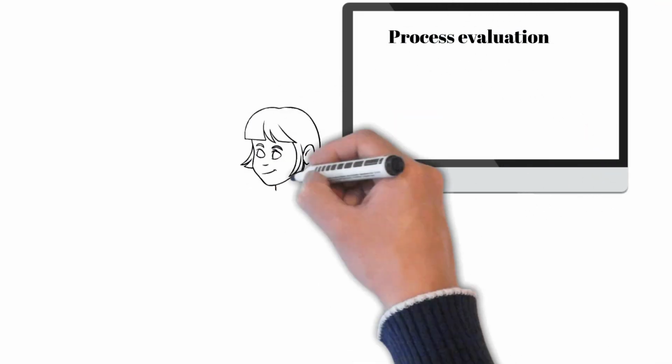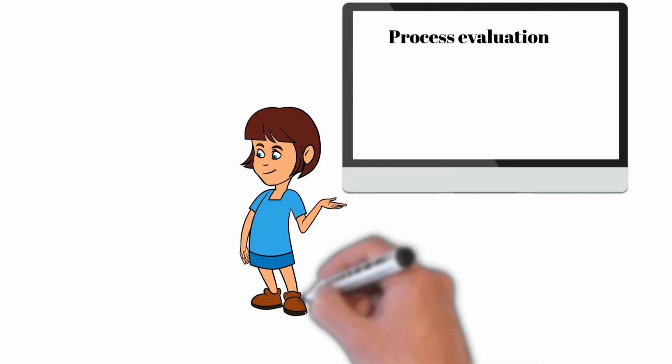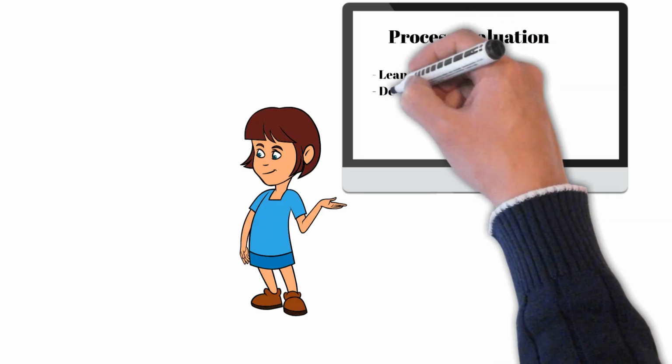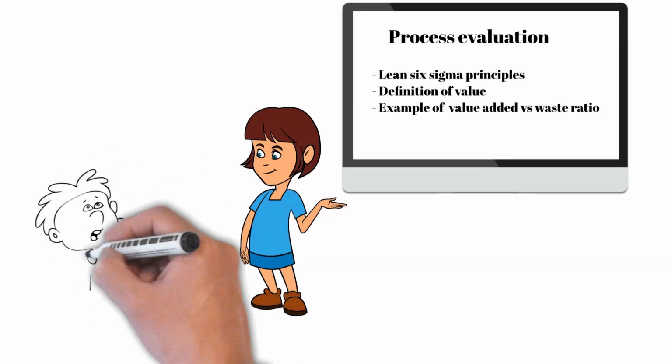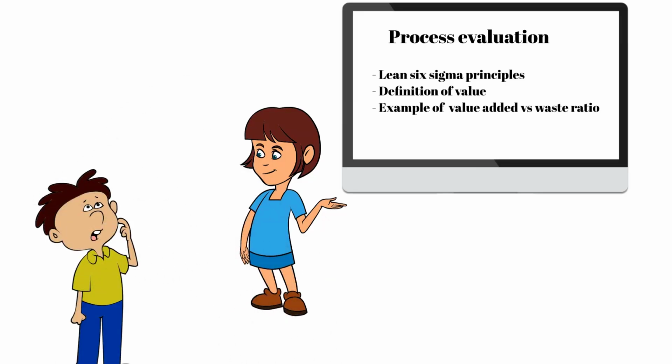Let's carry on and review Lean Six Sigma principles, the definition of value, and we will also review an example of an oil change station where we'll identify value added versus non-value added activities and calculate waste ratio.